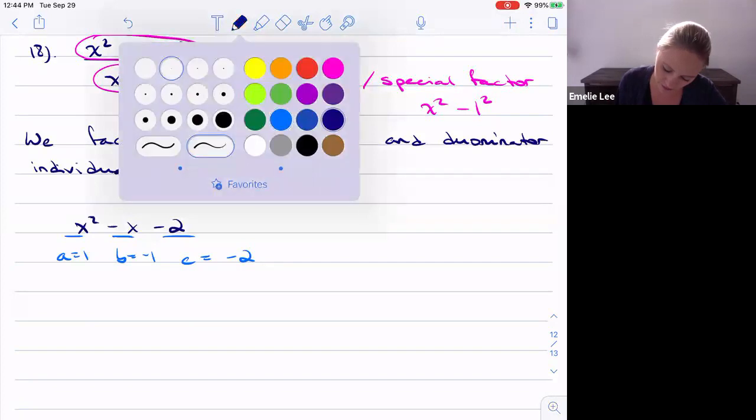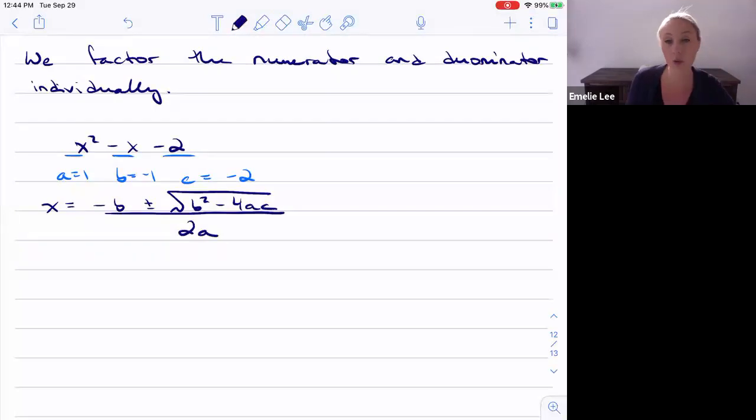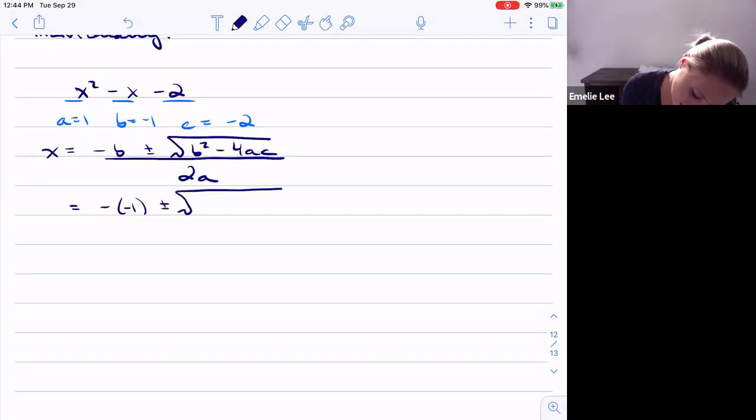So I have x is going to be negative b plus minus the square root of b squared minus 4ac over 2a. It's always a really good idea to just write out the formula, even though it gets boring, and just write it out and fill it in every time. So negative b is negative negative 1 plus minus the square root of negative 1 squared minus 4 times 1 times negative 2.